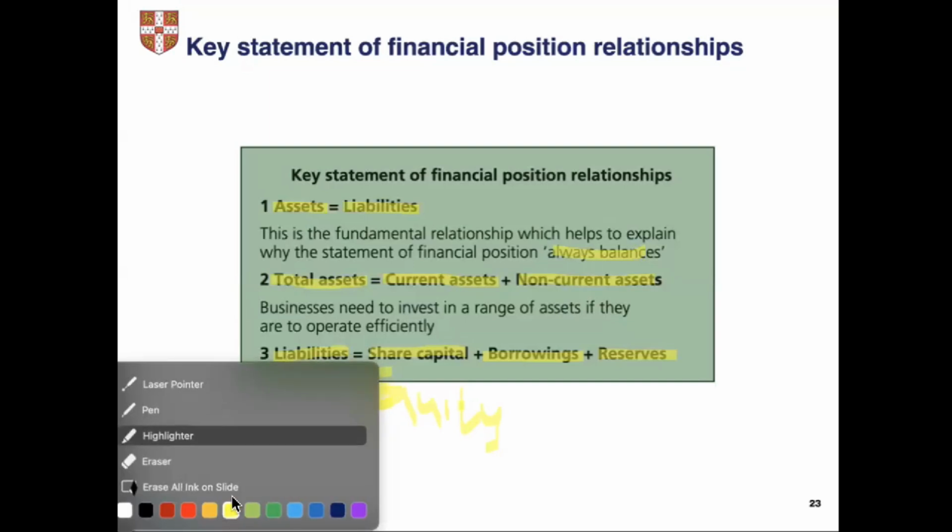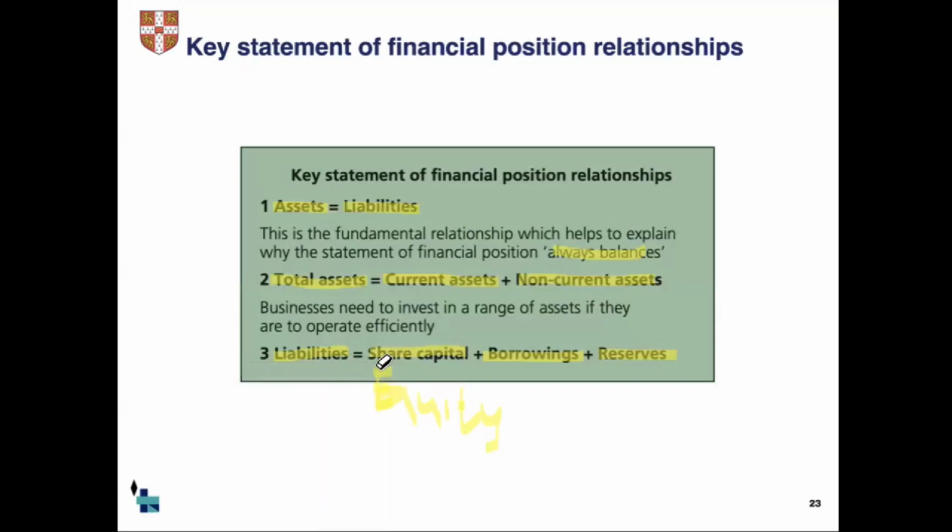So let me go back to this slide. On this slide, we said that there are some key relationships on the statement of financial position that we have to know. The first one is what we have explained, which is assets equal liabilities plus equity. And the second one is total assets equal current assets plus non-current assets. We have looked at all that.